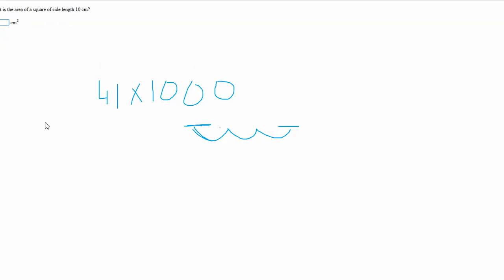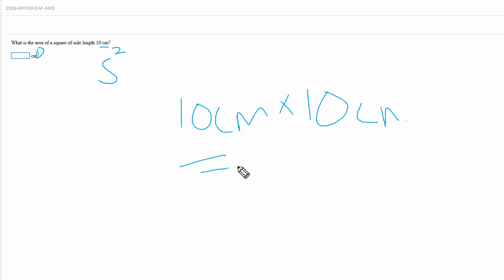What is the area of a square with side length 10 centimeters? So what was our formula here? S squared. Because remember, for the square, the sides are all the same. How do I know they're squaring them? I'll just look at the unit here. What is that? Centimeter. So 10 centimeters times 10 centimeters gives me how much? Equals 100 centimeters squared.